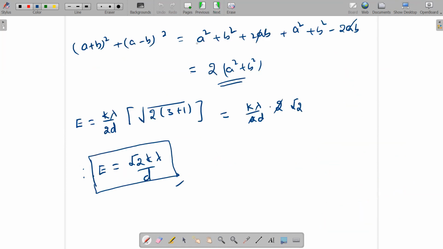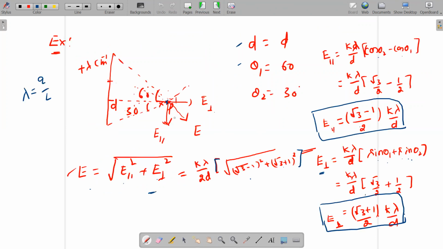Using that A plus B whole square plus A minus B whole square form, we get 2 into A square plus B square, because the cross terms cancel. Writing it the same way, 2 into A square plus B square, root 3 square is 3 plus 1 square is 1, so 3 plus 1 is 4. You can bring this out of the root, it becomes 2. So you can write it as K lambda by 2D into 2 root 2, the 2 cancels, and you get root 2 K lambda by D. This will be the total electric field. Is this clear how to get the answers in this kind of questions? This gives you the magnitude of the total field.